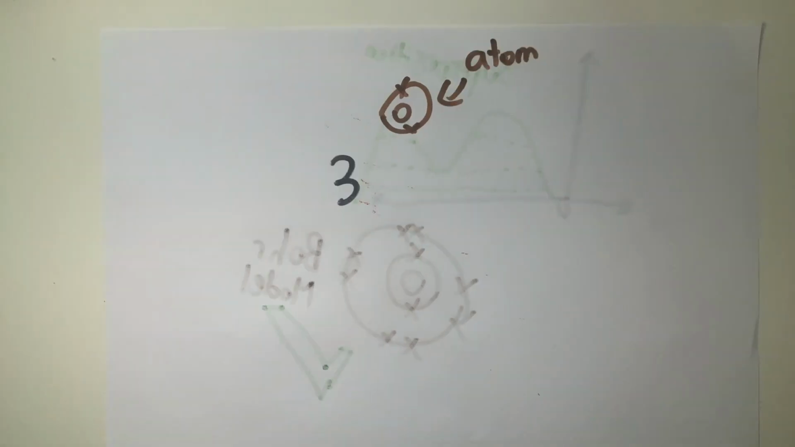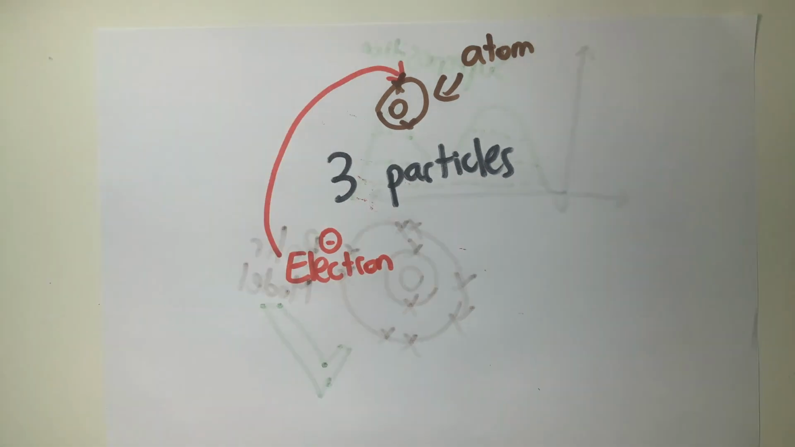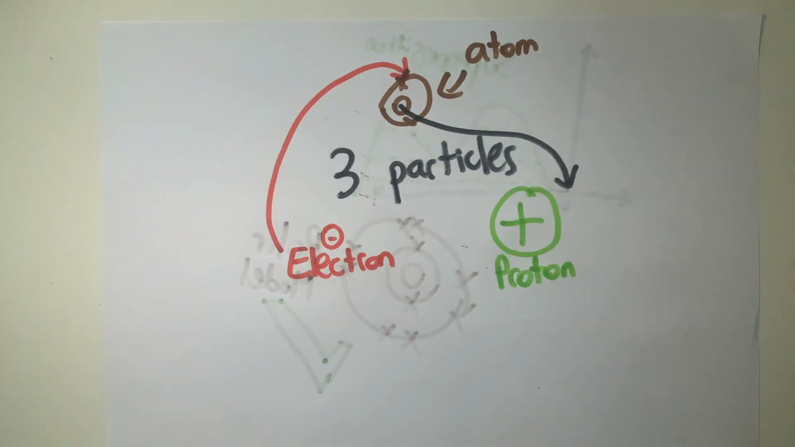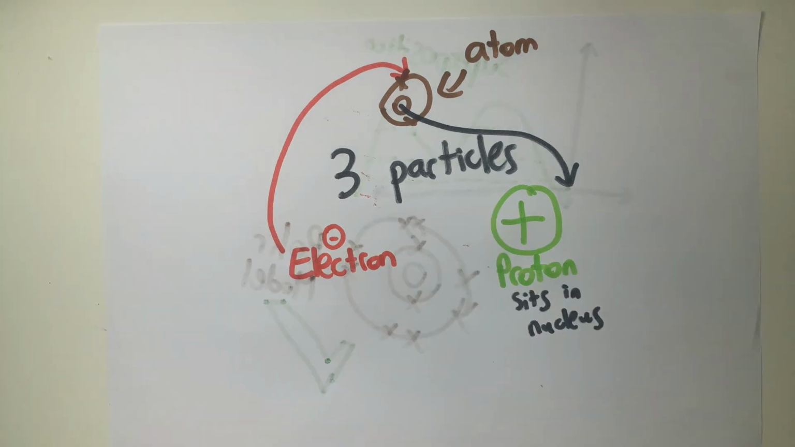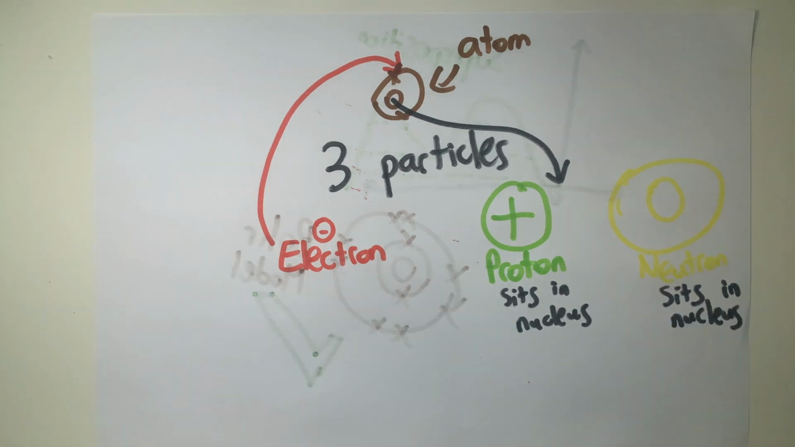Throughout the evolution of the atomic theory, we have found that three particles make up the atom. The electron is the microscopic particle that whizzes around the center of the nucleus, that carries a negative charge. The proton is a larger particle that sits in the center of the nucleus, with the neutron, which has a neutral charge.